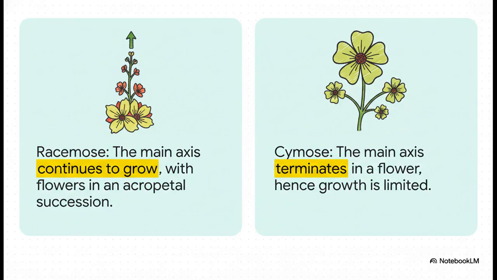In a racemose arrangement, the main stem is like a never-ending tower. It just keeps growing upwards, with the newest, youngest flowers always forming at the very top, while the older ones bloom below. But in a cymose arrangement, the main stem's growth is literally capped off by a flower. It's one and done. This forces any new flowers to bloom from branches below.